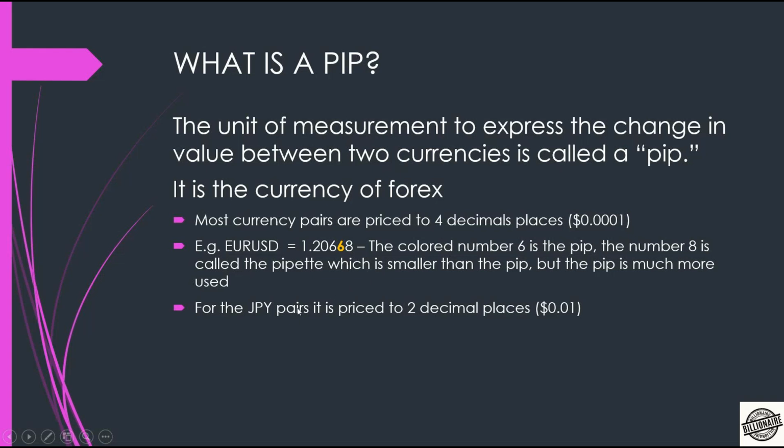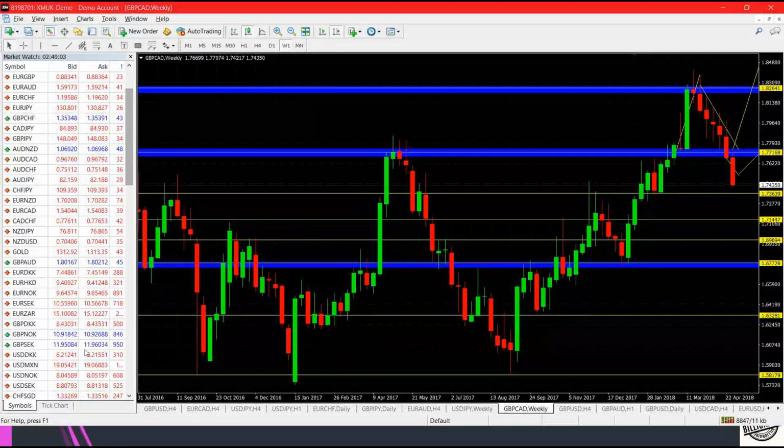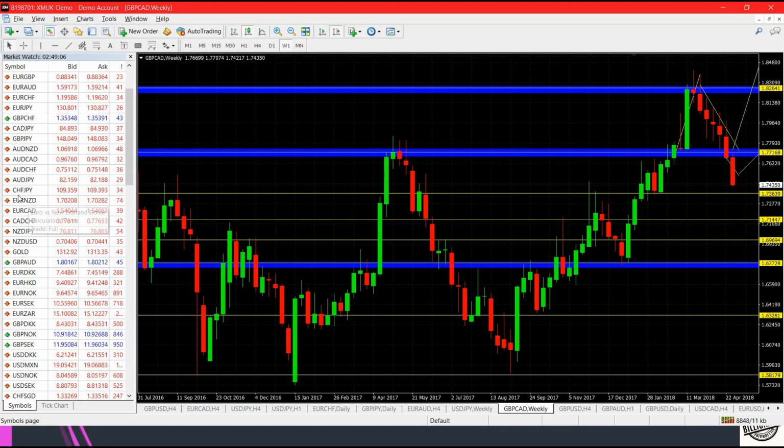The only other pairs that deal with 2 decimal places are the JPY pairs. That's the Japanese pairs. Like, look at this CHF JPY. How many decimal places? Like I said, some brokers will always add an extra decimal place, which is not needed for our own calculation when we need to make calculations. So you only concentrate on these 2.